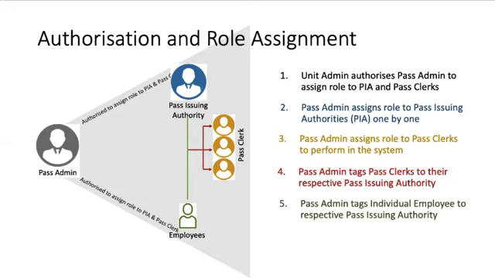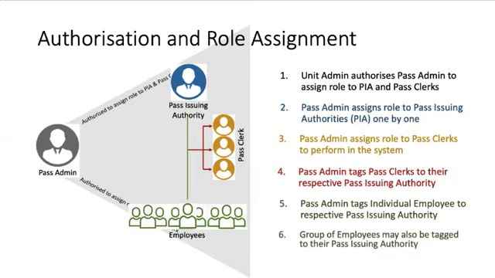This connectivity can be done individually or can be done in a group, like a particular bill unit attached to a particular pass issuing authority, or a particular designation connected to a pass issuing authority, or particular people posted at a particular place on a station are connected to a particular pass issuing authority. So once this mapping is done, all employees are aware who their pass issuing authority are, and pass issuing authority and pass clerk are also aware of their role. So now authorization and role assignment is over.